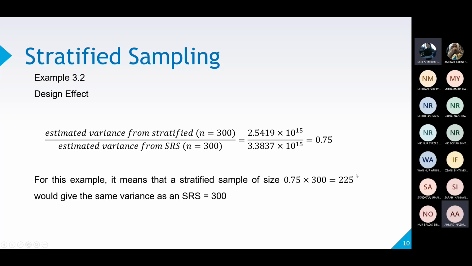It means that if you randomly select 225 samples by using the stratified sampling technique, you will get the same variance. But in this example, we randomly select 300. That is why our estimated variance from stratified is much lower compared to the estimated variance from the simple random sampling.